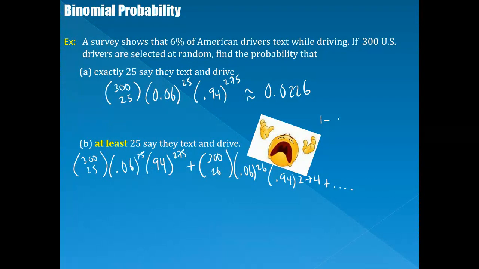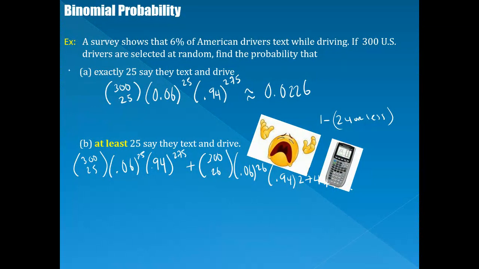I can do 1 minus 24 or less, right? That's not as bad. I can figure out all of those, and I could do 300 choose 0, 300 choose 1, 300 choose 2, and just go up to 24, right? That's probably less work. I don't know. It still doesn't sound like terribly much fun. So let's go ahead and look at how we can do this in our calculator.